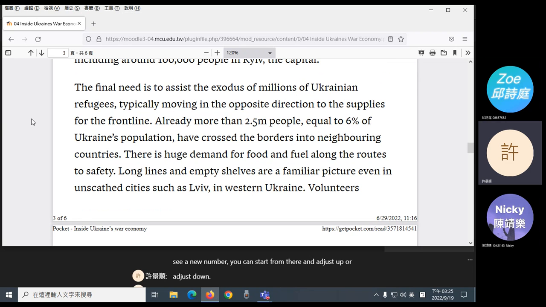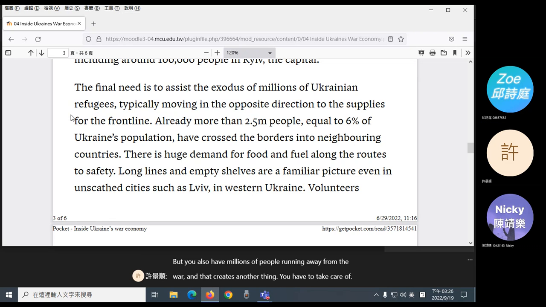So we've been talking about two needs: get people back to work, and be careful about places that are still fighting. The final need is to assist the exodus of millions of Ukrainian refugees, typically moving in the opposite direction to the supplies for the front line. So you have millions of people going the other way. Up to this point, we've been talking about people and supplies going to support the war, but you also have millions of people running away from the war. And that creates another thing you have to take care of.